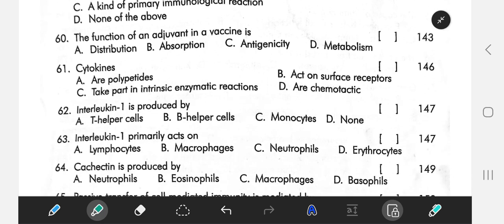Question number 60. The function of an adjuvant in a vaccine is option A. Distribution, B. Absorption, C. Antigenicity, D. Metabolism. Answer will be C. Antigenicity.